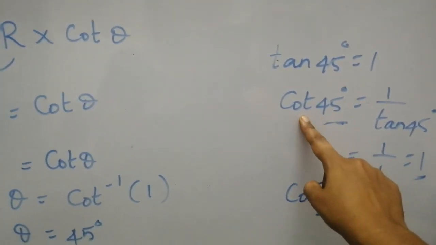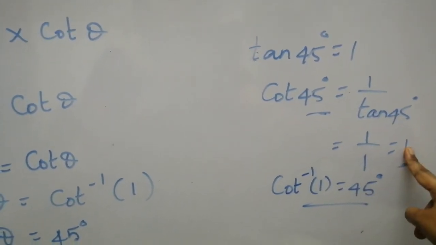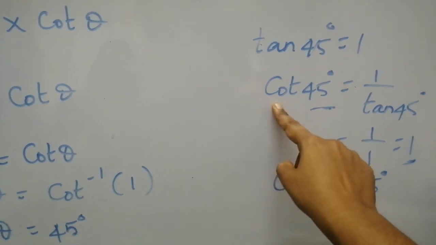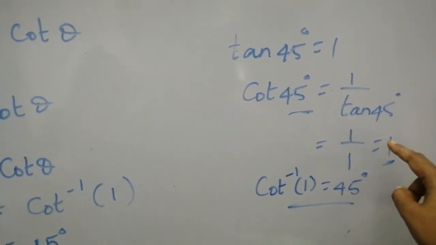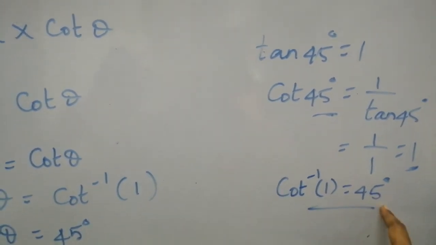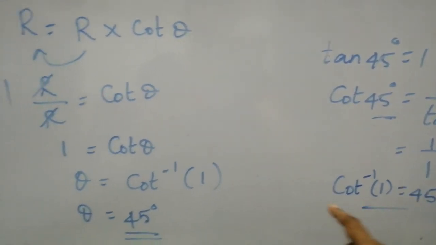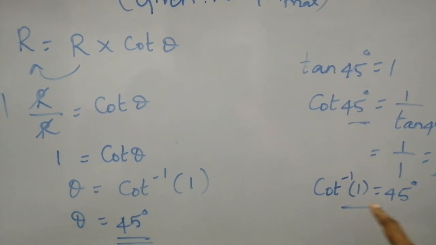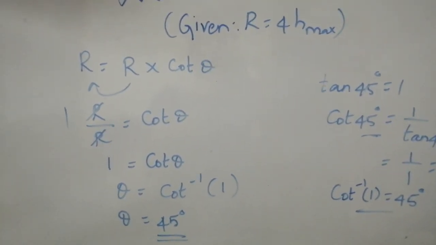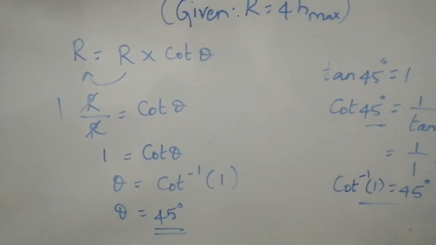When you have cot theta equal to a value and you want to find theta, then theta is equal to cot inverse of that value. So cot inverse of 1 is my angle value, which is 45 degrees. So the angle of projection theta is equal to 45 degrees.